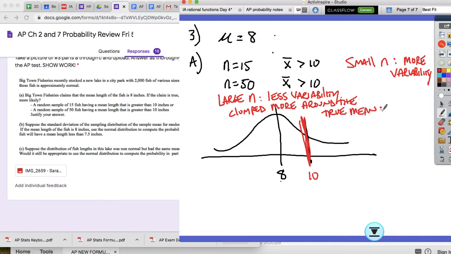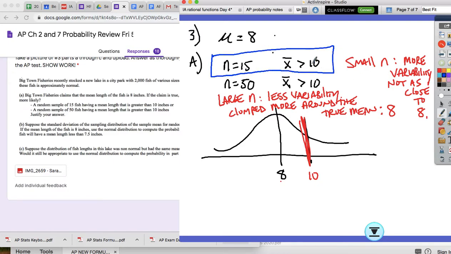And the true mean in this case is 8. If you have more variability, things are going to be more spread out and not as close to the true mean. So when you have a small sample size, your average might be bigger than 10, which means it's farther away from the true number, 8. So this is more likely. When you have a small sample size, you might be off of what you should be at.